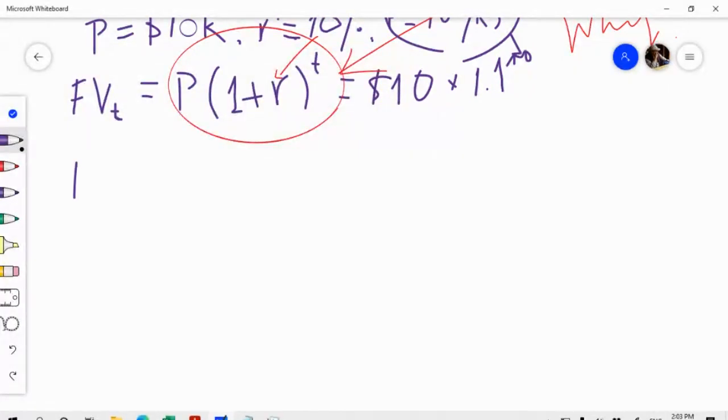So future value 1, in other words, at the end of year 1, what's gonna be there in your bank account?